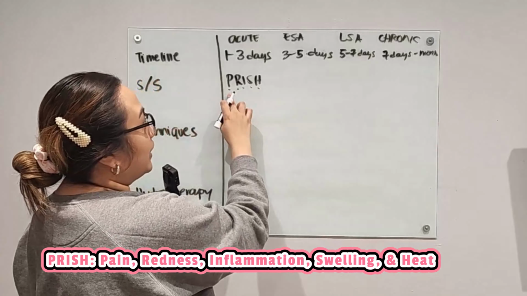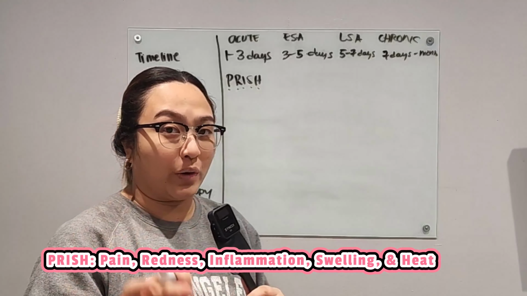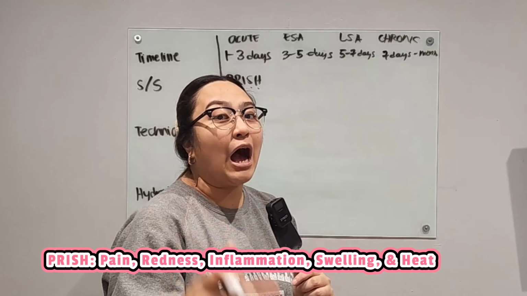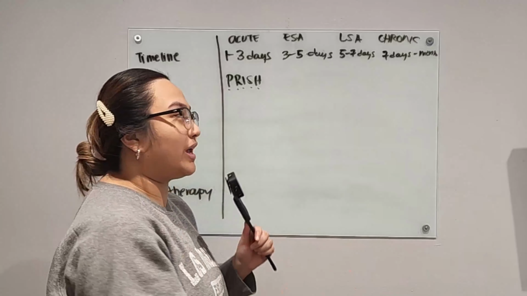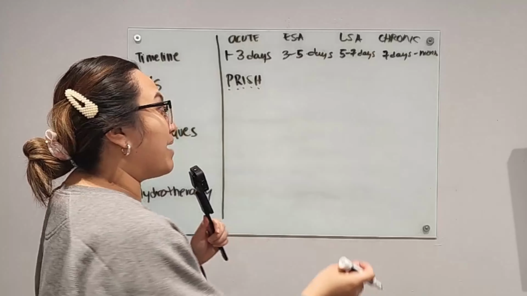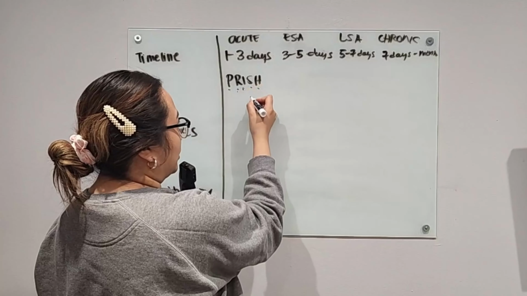But obviously, not all 5 of the signs of inflammation will always show up. So try to find how many signs of inflammation are present first in the case or how they portray it there, and then see if it matches with pain, redness, inflammation, swelling, and heat.